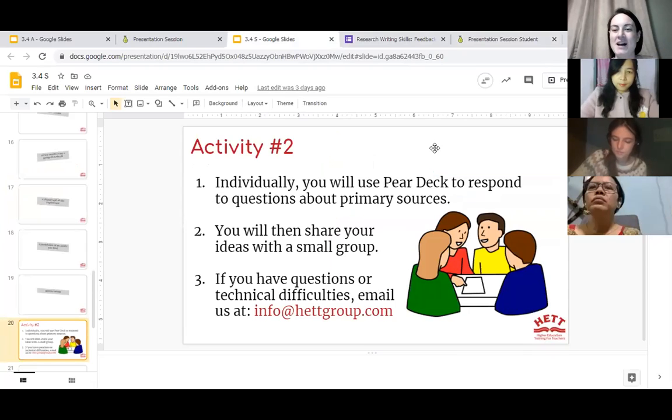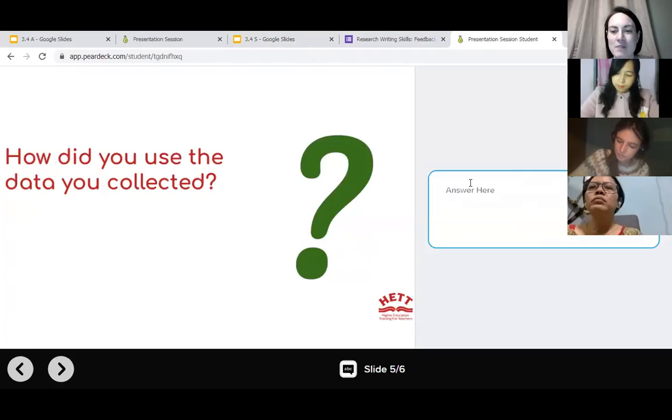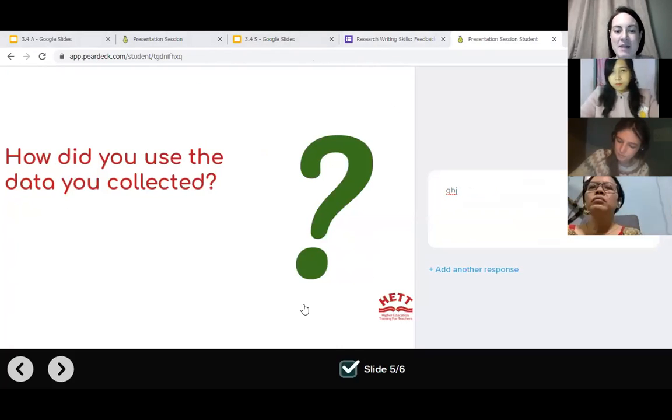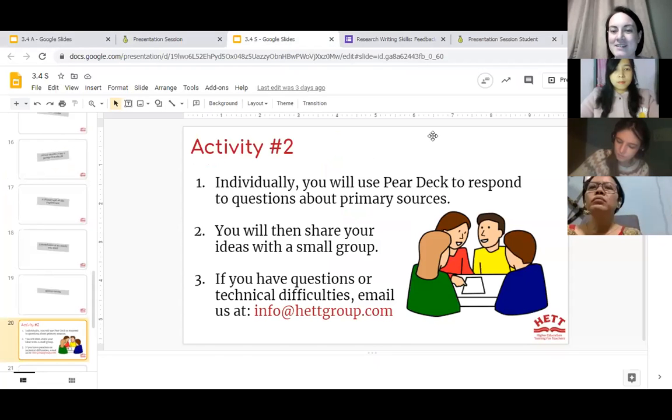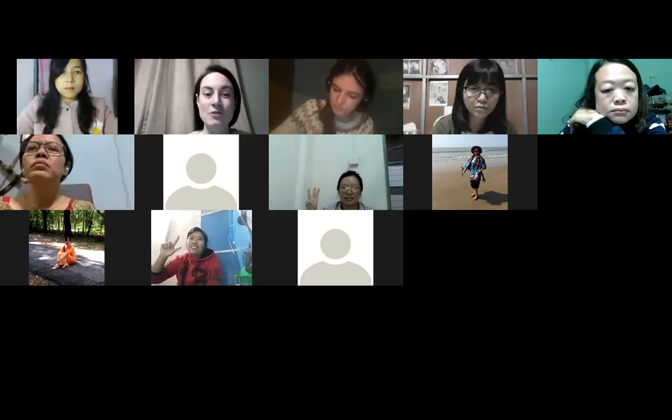You can type in the chat box. The Pear Deck link is in the chat box if you want to click on it, and you have 5 to 10 minutes to work on it. So if you have any questions, please type them in the chat box or you can ask. Okay.